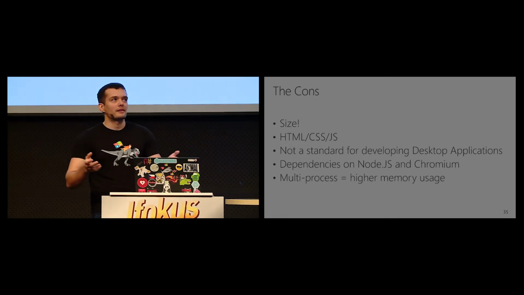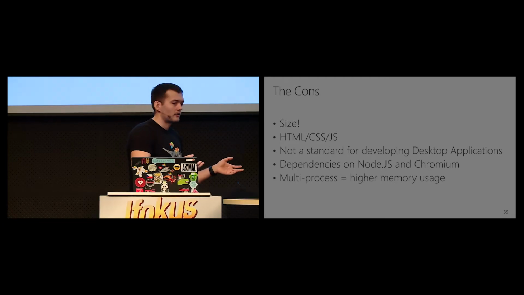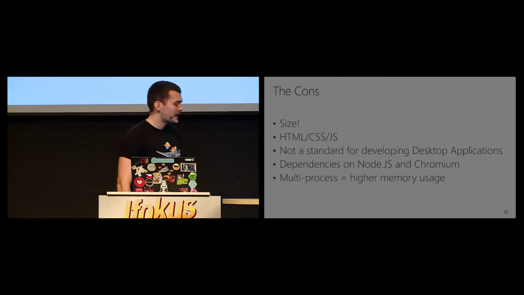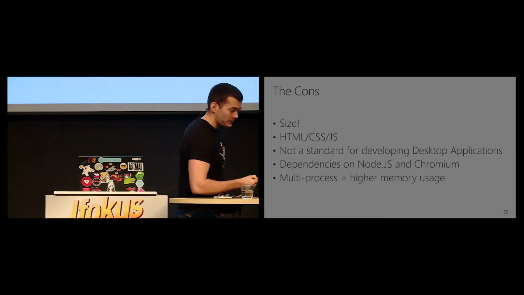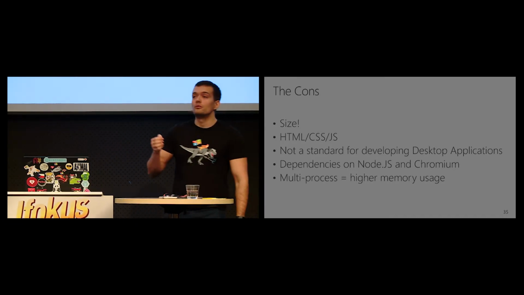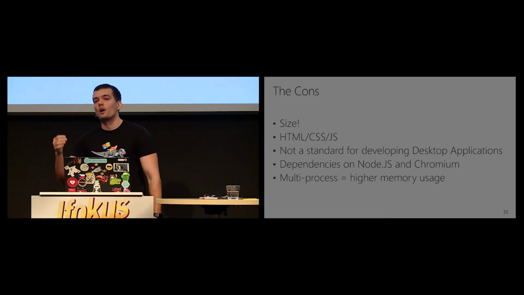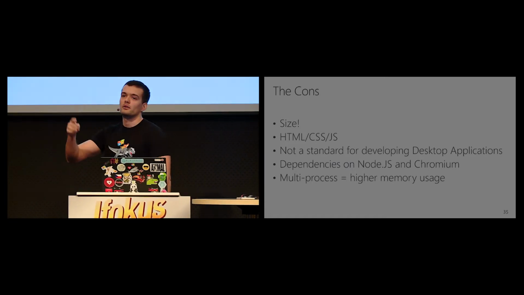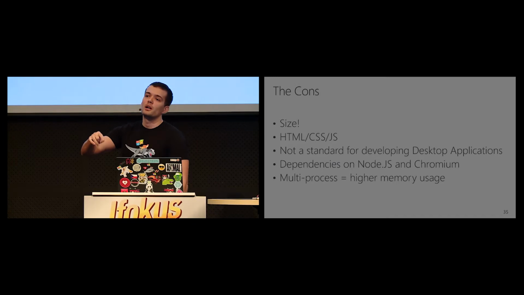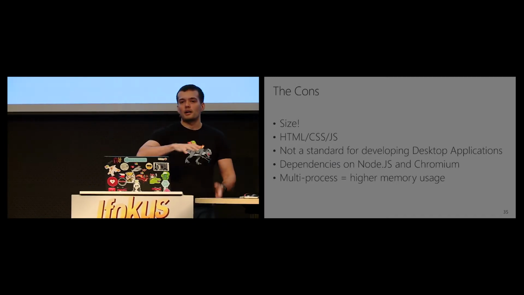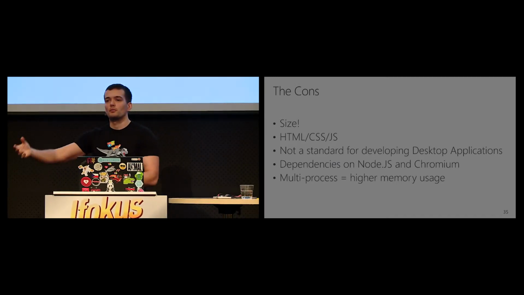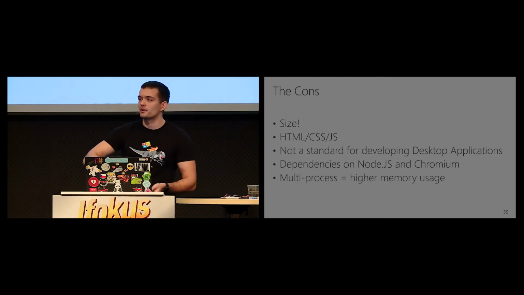Then HTML, JavaScript, CSS, because not everyone likes it, of course. It's not a standard for developing desktop applications. If you go to Microsoft, if you go to Linux, if you go to Apple, no one is going to tell you, go first and use Electron to develop your apps. They are going to offer you their native functionalities. For example, on Windows 10, you have the UWP apps and so on.